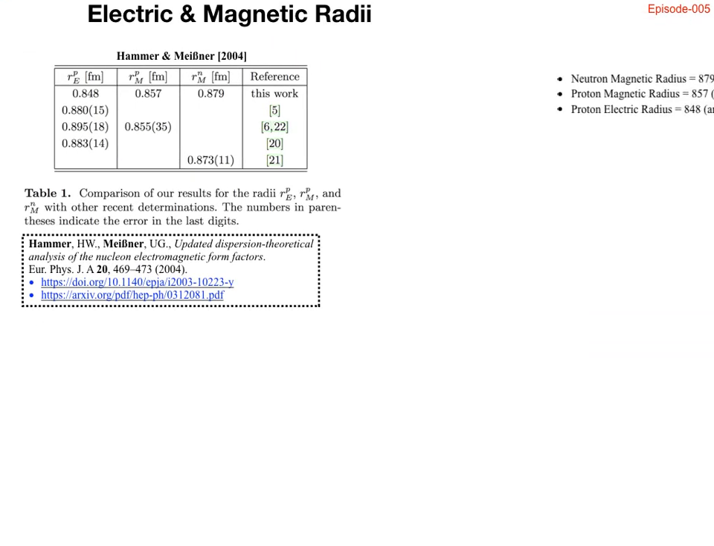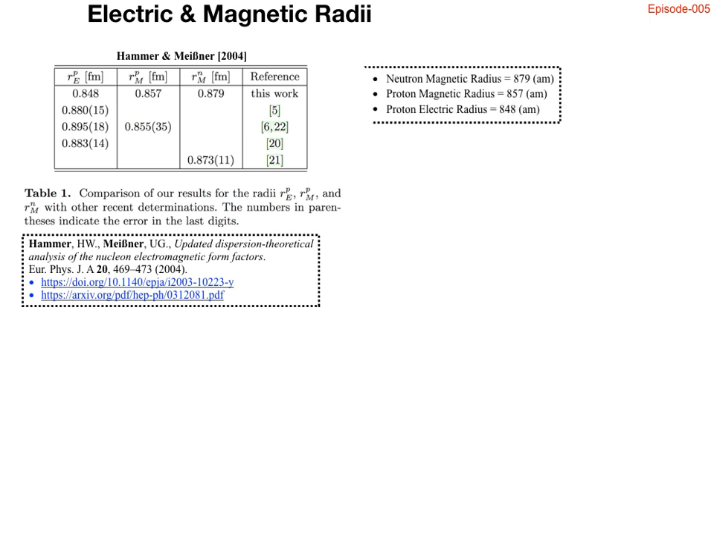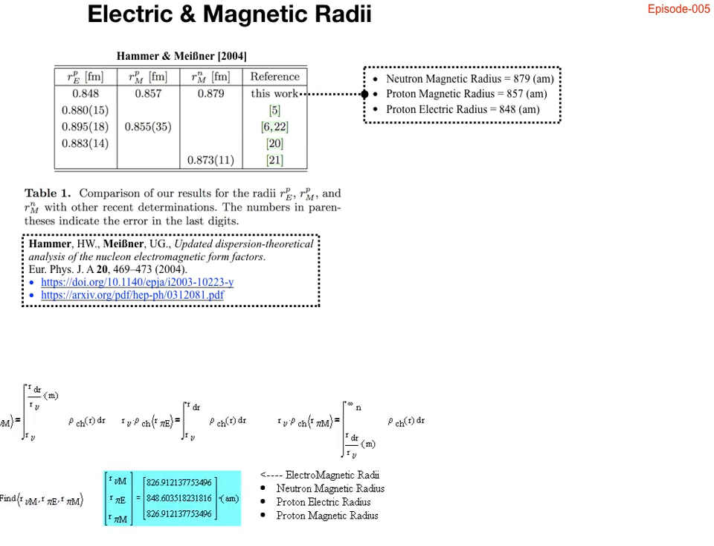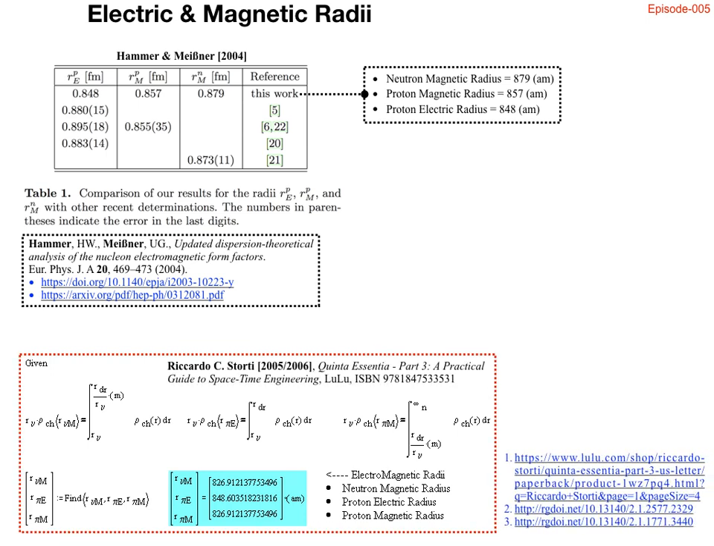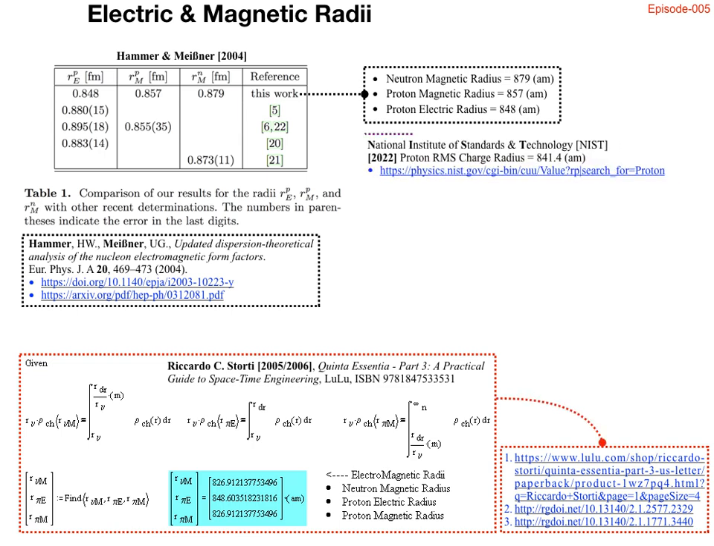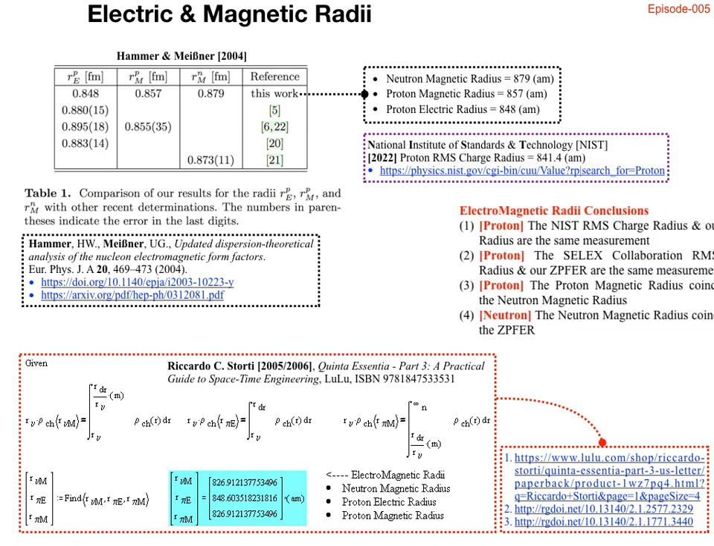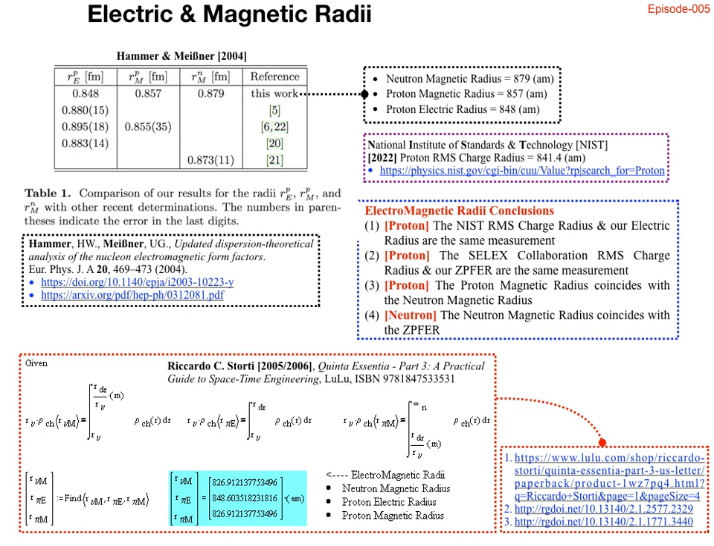In 2004, Hammer and Meissner executed a theoretical investigation in order to decompose specific properties of the proton and neutron, termed electromagnetic form factors. They established an estimate for the neutron magnetic radius, proton magnetic radius, and proton electric radius. Similarly, in the following year, Storti also derived estimates for these properties, as shown.